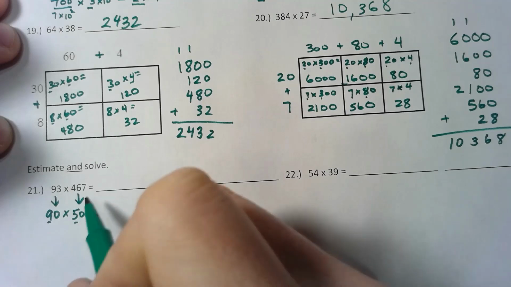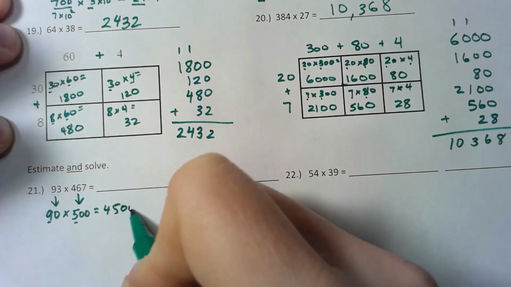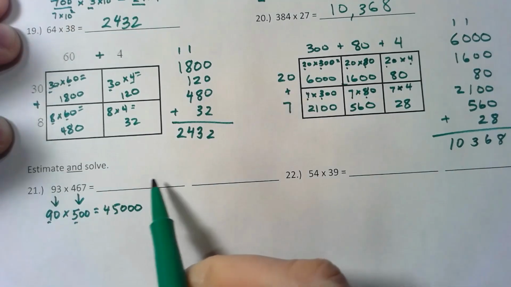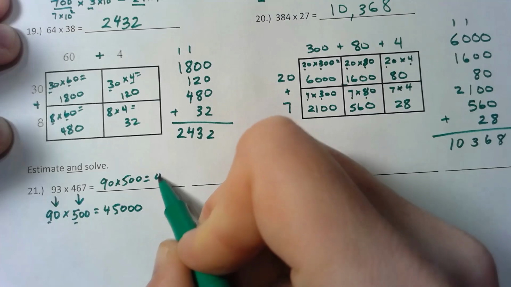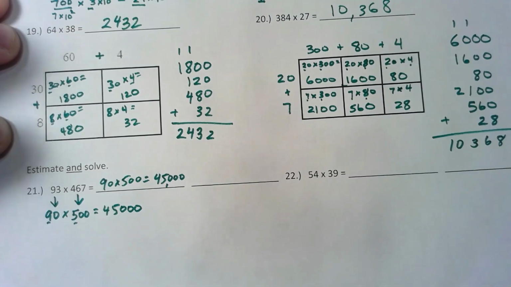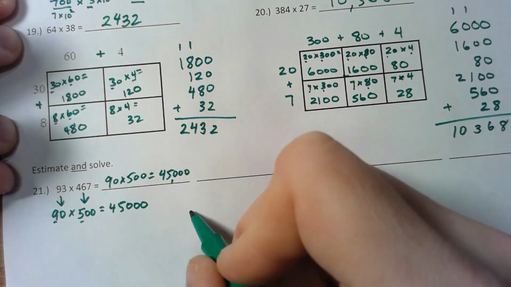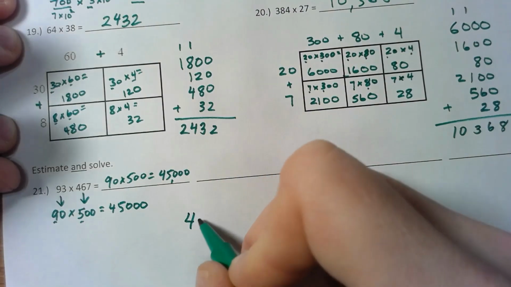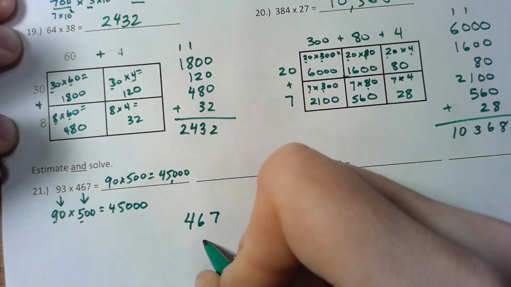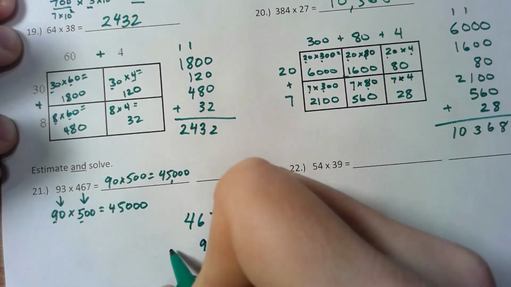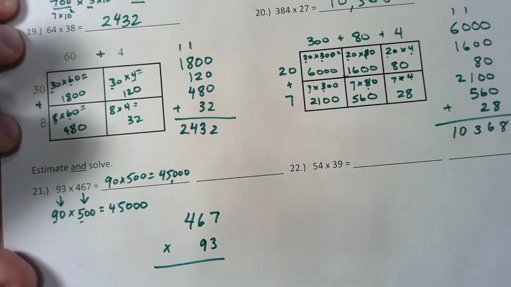9 times 5 is 45. 1, 2, 3 powers of 10. So in this first blank, that's what I'm going to put. 90 times 500 is 45,000. That's my estimate. Now I'm going to go ahead and solve, and I'm going to use traditional multiplication, which means I'm going to put the number that has the most digits on top, and I'm going to line up everything on the right hand side, ignoring place value, but in this case place value actually even lines it up.